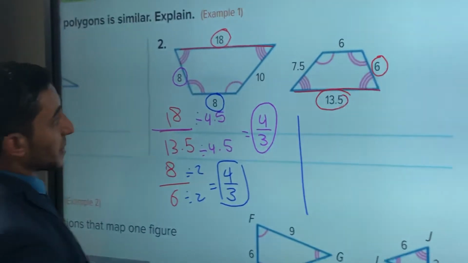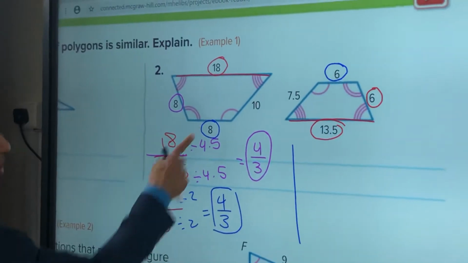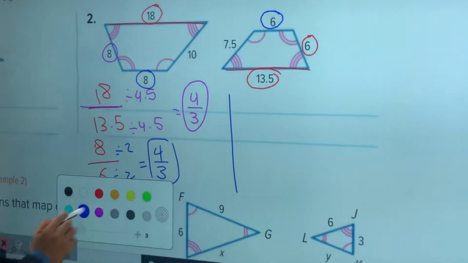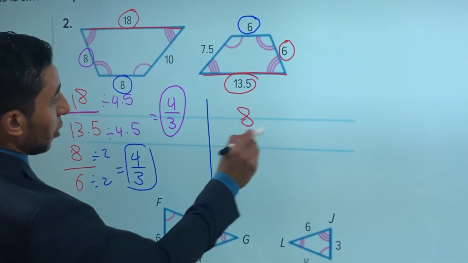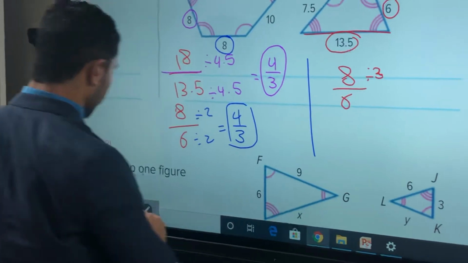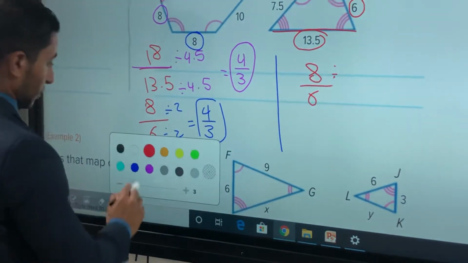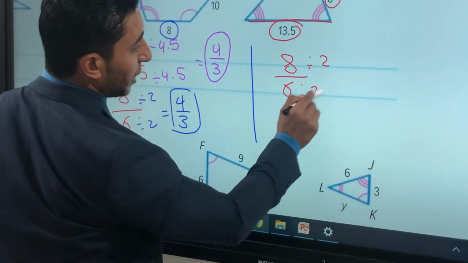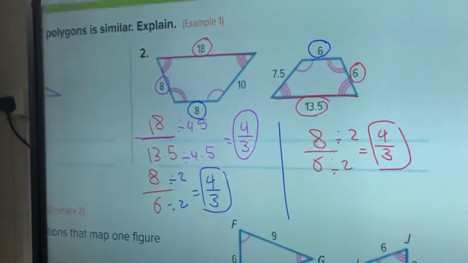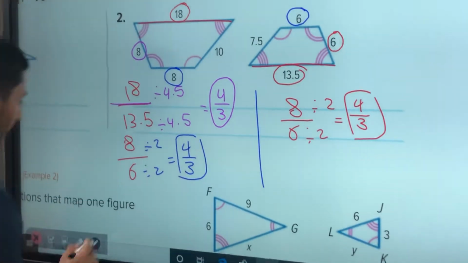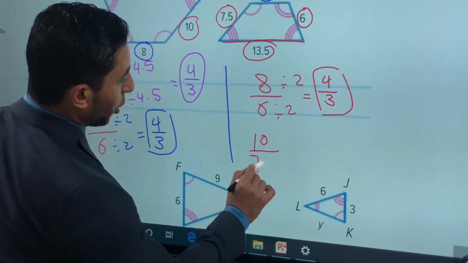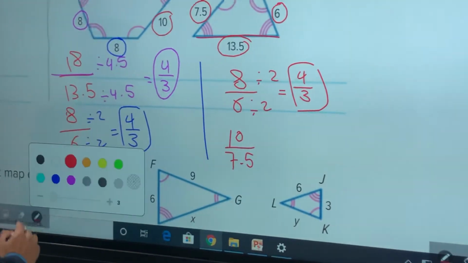Let's complete. This 8 with 6, because 1 mark, 2 marks matches 1 mark, 2 marks. So 8 over 6, again divided by 2, equals 4 out of 3. Yes, the last side is 10 with 7.5. 10 over 7.5. So divided by what?